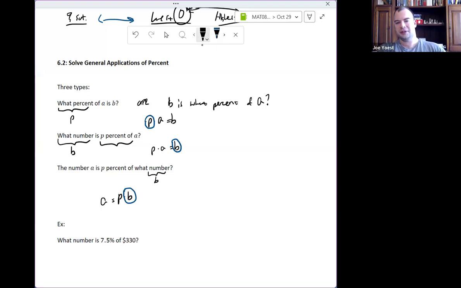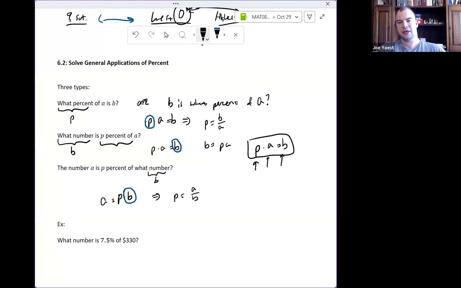So we see that if I have the equation P percent times a number equals another number, there are three different options for which one of these could be unknown and which other two are given. Now, if I have P times A equals B and I want to solve for P, then I have P equals B divided by A. If I have P times A equals B and I want to solve for B, well, I just have B equals PA and I just perform the calculation. And if I have A equals P times B, then P is A over B.